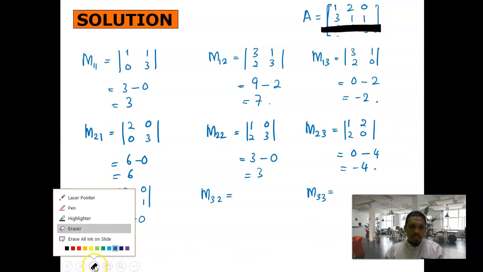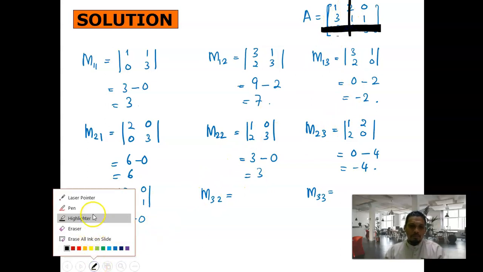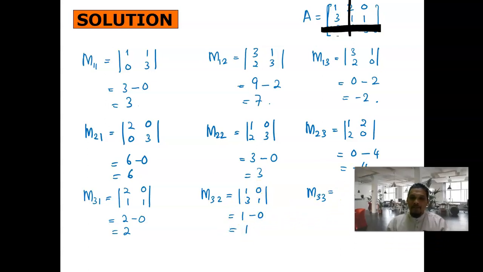Then next, we hide the element in column 2. So what's left here is 1, 0, 3, 1. So 1 times 1 equals 1, minus 0 times 3 equals 0, then equal to 1.